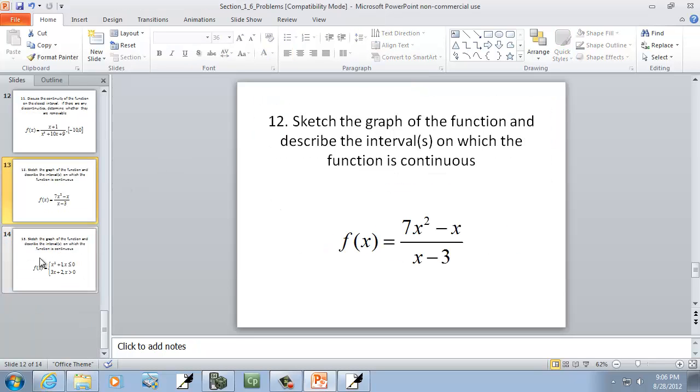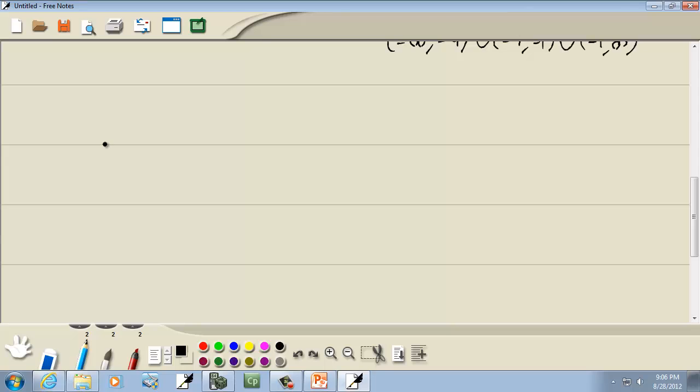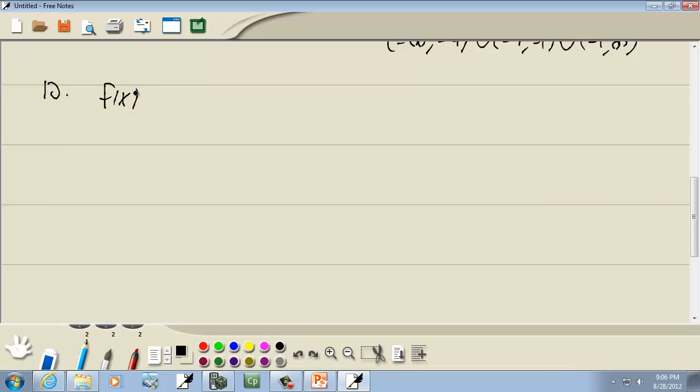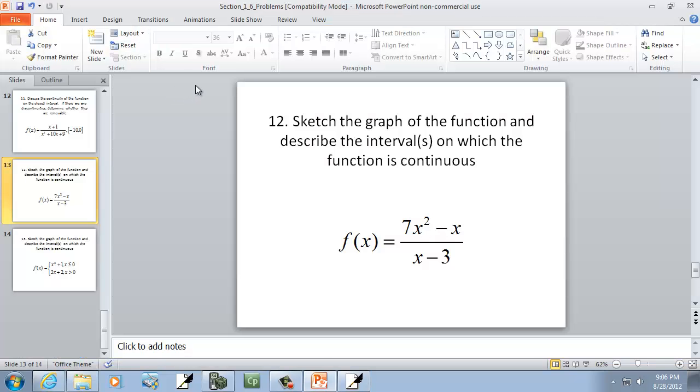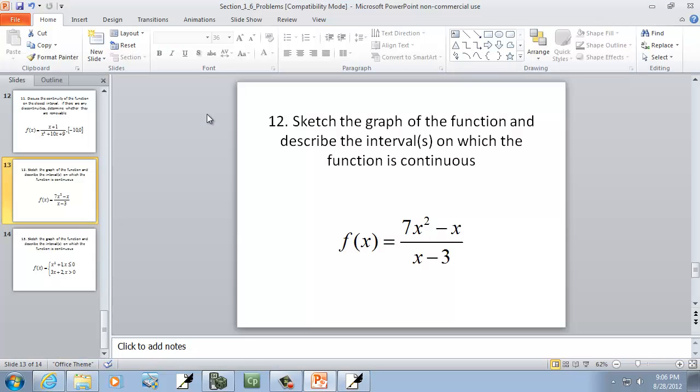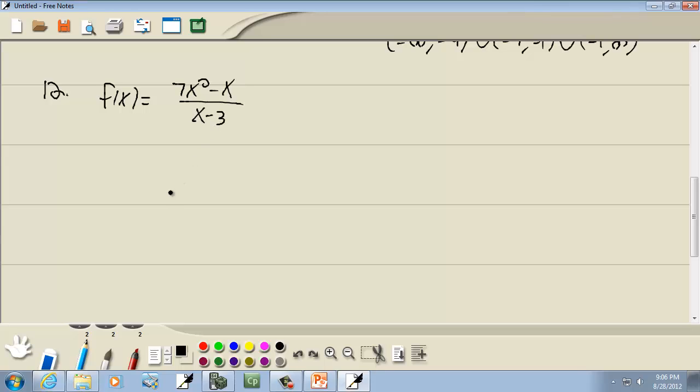These next problems imply they want you to do them with a calculator. We've already talked about how that's not good because you don't get all of your answers that way. So we're going to use algebraic methods. We got f of x is equal to 7x squared minus x over x minus 3. Remember, if you got a fraction, set your denominator equal to 0, and that's where it's going to be discontinuous. So we set x minus 3 equal to 0, and we get x is equal to 3. So that's where it's discontinuous.